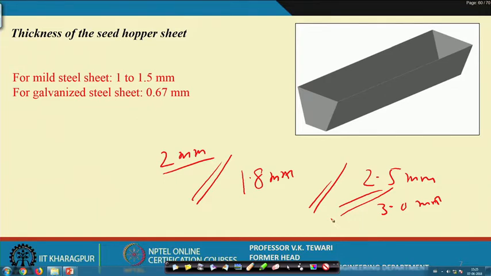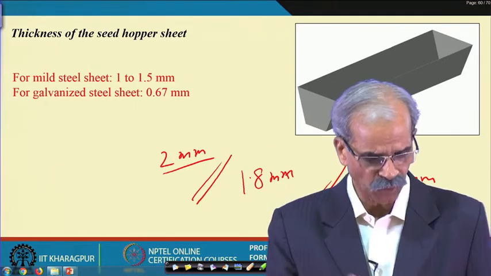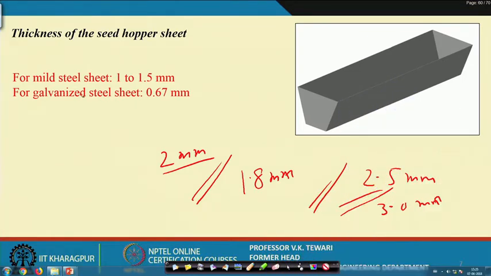So, from the literature and from our experience, we have found out that if you take mild steel sheet, then this is the thickness which you can pick up from the market. If you take a galvanized sheet, this is the thickness which will do the job. So, this will help you in getting this information, and hence you can find out the thickness of this.